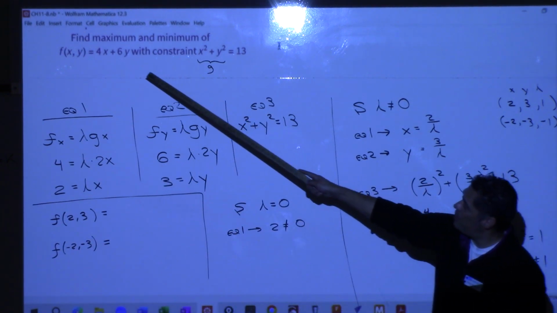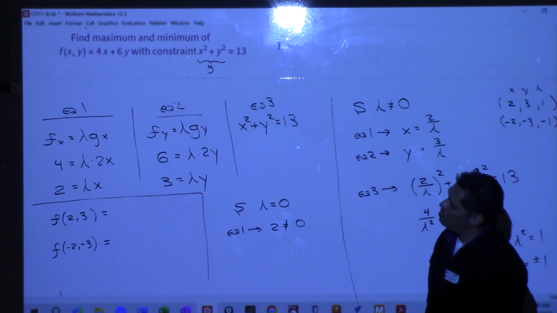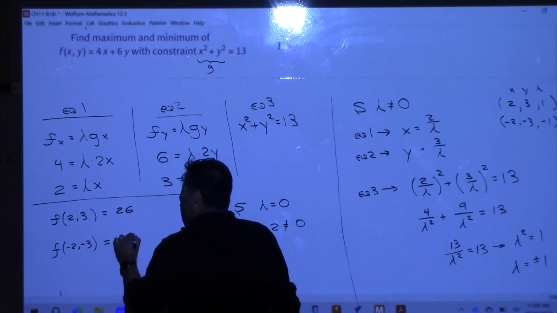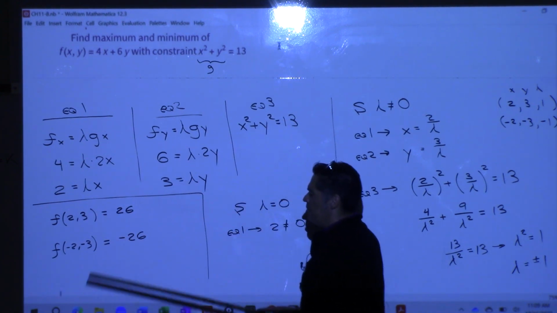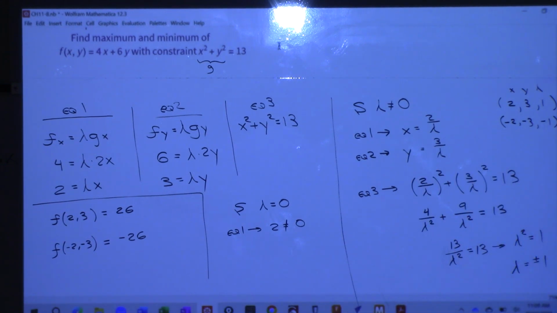So plug in 2 here, plug in 3 here. What's that? 26. And then if I do negative, it'll be negative 26. There we go. This is your max. This is your min. That was pretty straightforward, I think. Would you agree? Just making sure to look at when lambda's, you have to say lambda's not 0, or else that's not true.